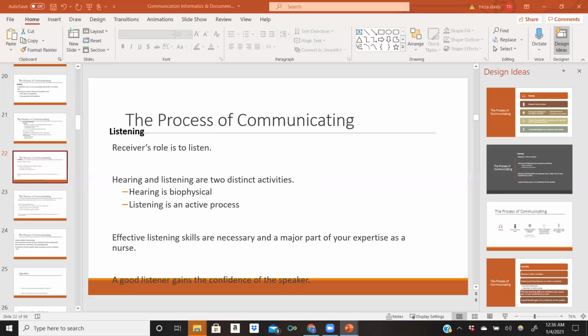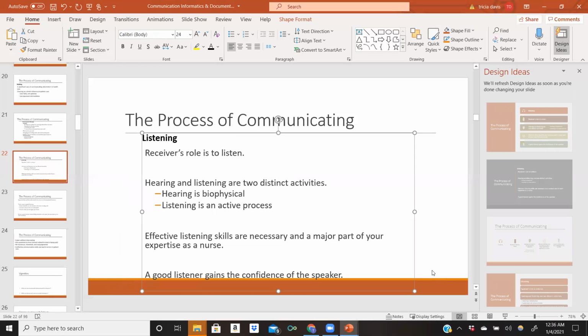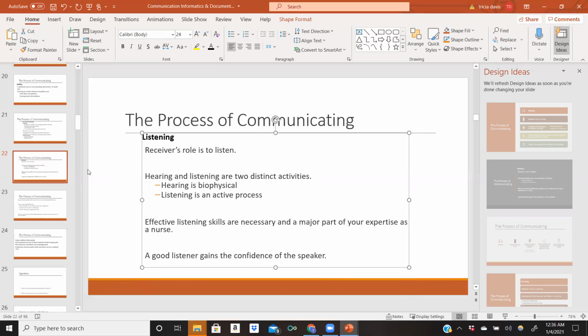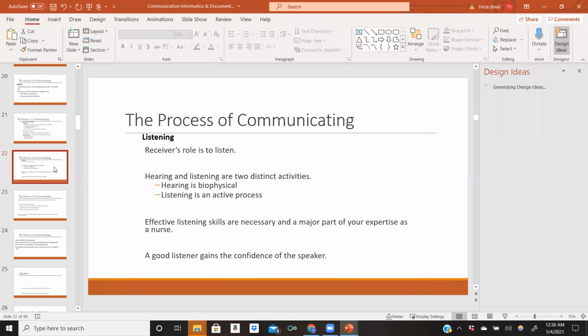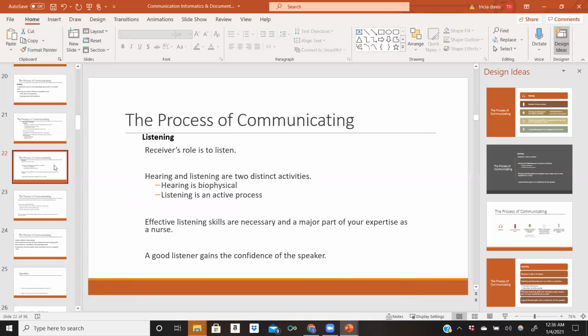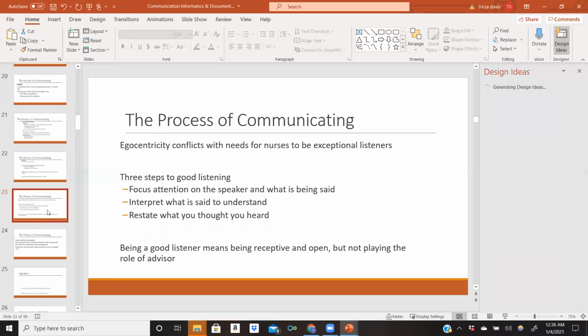A good listener always gains the confidence of the speaker. So if you really listen, and you're going to hear me say this over and over again throughout the next year, if you really listen to your patients, if you're really present with them, they're going to respect you. They're going to value your opinion. They're going to trust you. And if they trust you, then they're more apt to have a say in their care and follow the recommendations that you make for them. So it's extremely important.